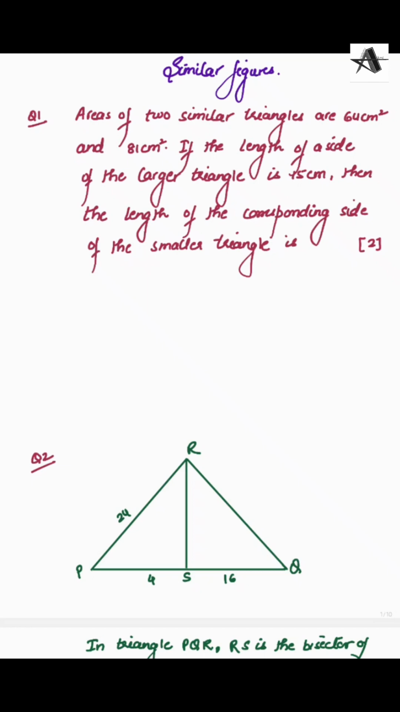Okay, now coming back to the similar figures, here is the sheet, and the first question is: areas of two similar triangles are 64 centimeters squared and 81 centimeters squared. If the length of a side of the larger triangle is 15 centimeters, then the length of the corresponding side of the smaller triangle is?